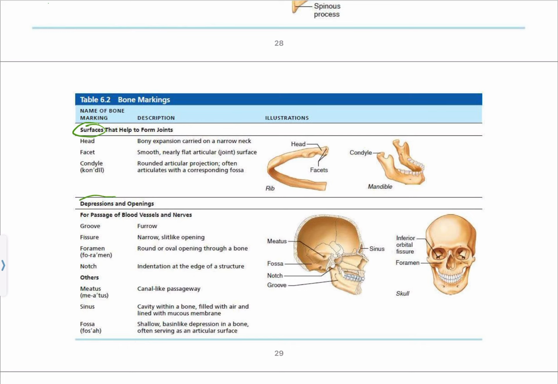And same thing for depressions and openings. Again, understand that all of these are depressions or openings, which means that they are passageways for blood vessels and nerves. And then understand their general description. For example, you will definitely need to know that a foramen is some sort of round or oval opening through a bone. When you hit the skull, there are at least eight different foramens that you need to know specific names of: foramen spinosum, foramen rotundum, foramen magnum. If you know what a foramen is and that it's an opening, then it'll help you identify these specific bone markings.